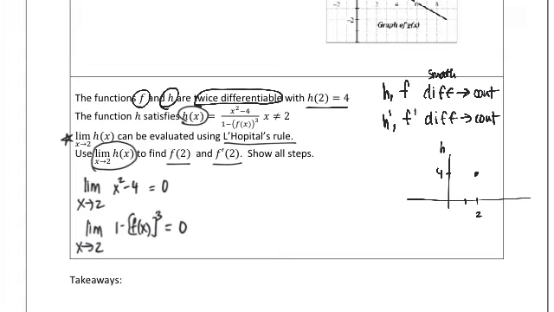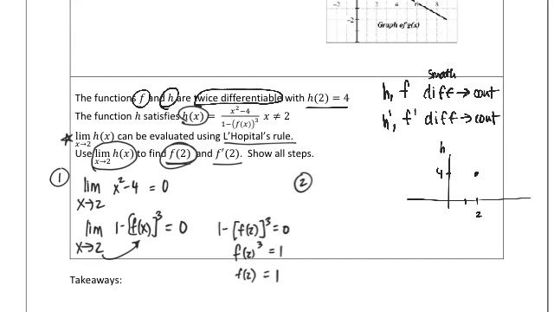Now, this bottom, 1 minus f of x cubed, f is continuous. And so whenever a function is continuous, we can put the arrow number in and evaluate the limit that way. So that means that 1 minus f of 2 cubed is equal to 0. That must mean f of 2 cubed is equal to 1, or f of 2 is equal to 1. Okay, so we already found this. That's step 1.